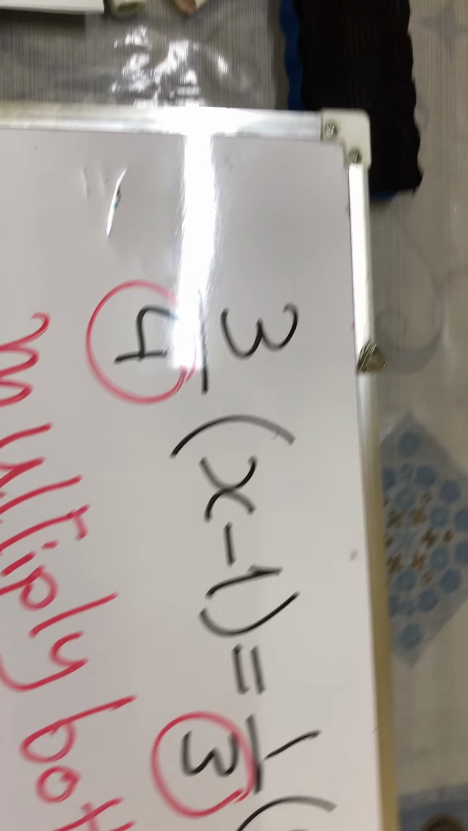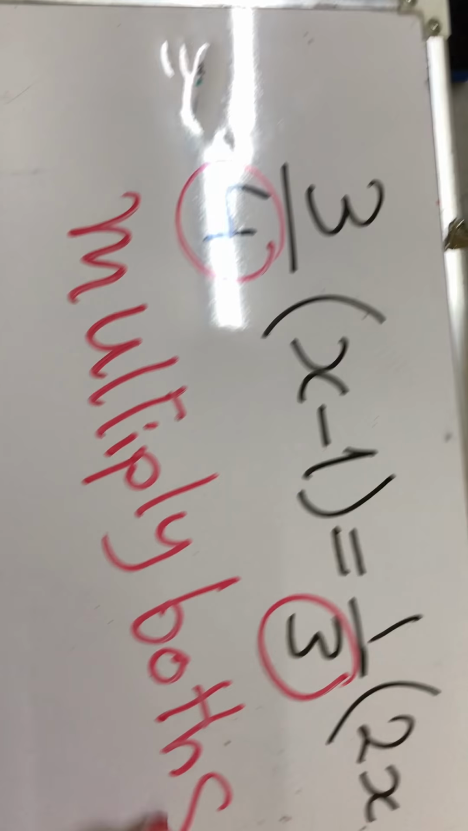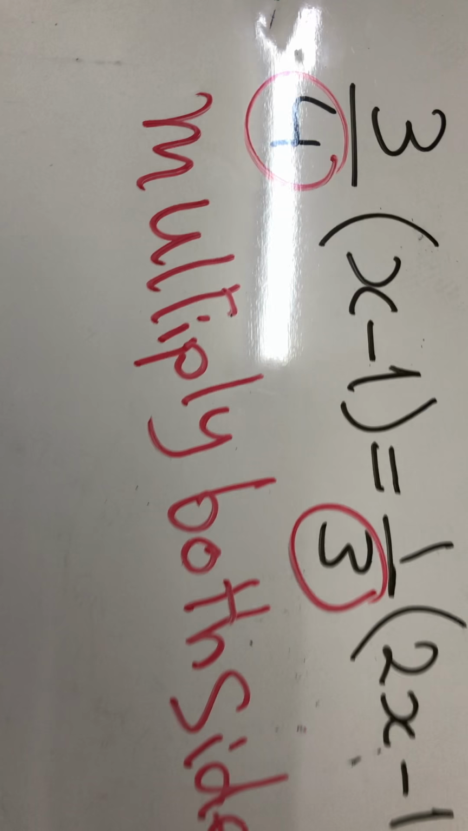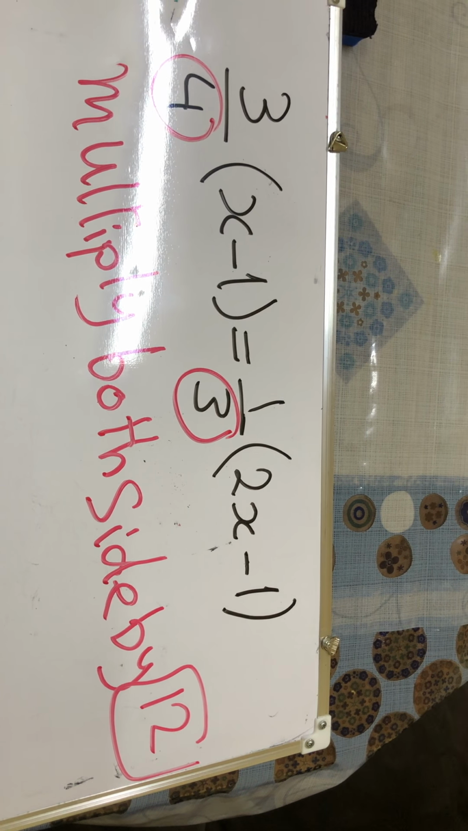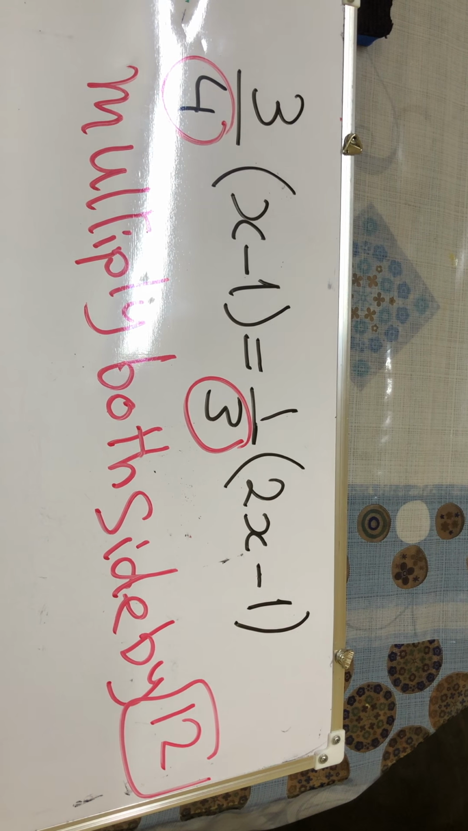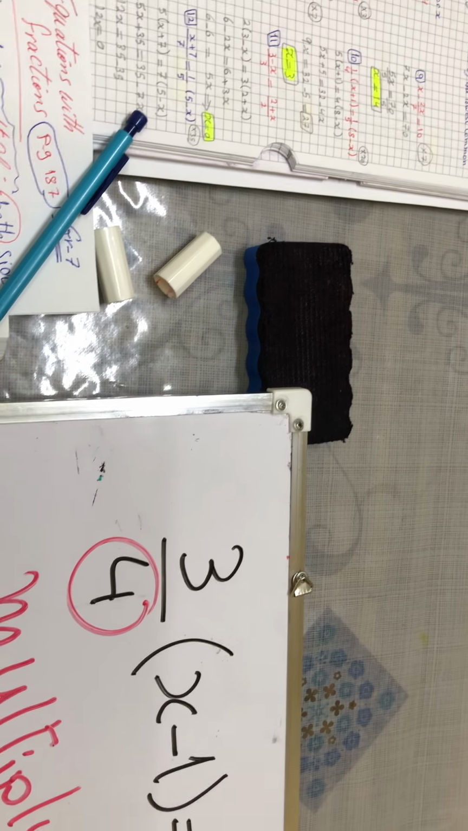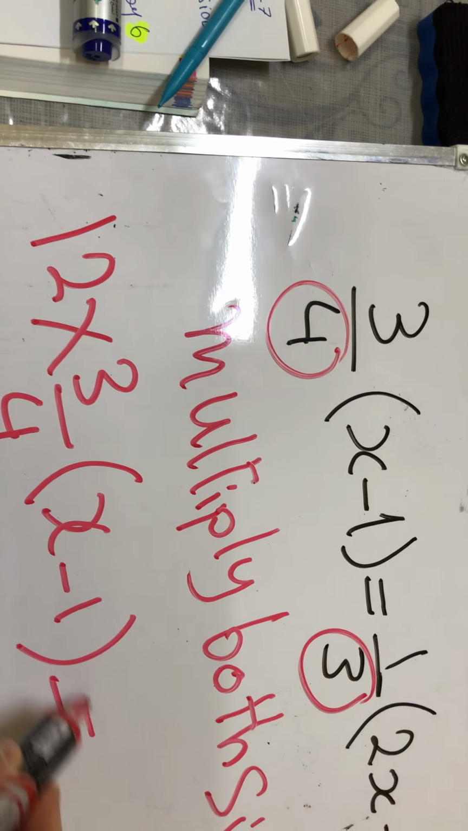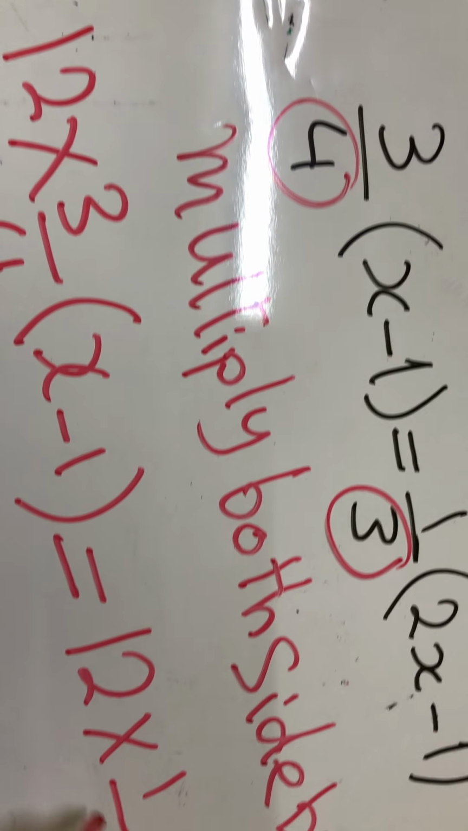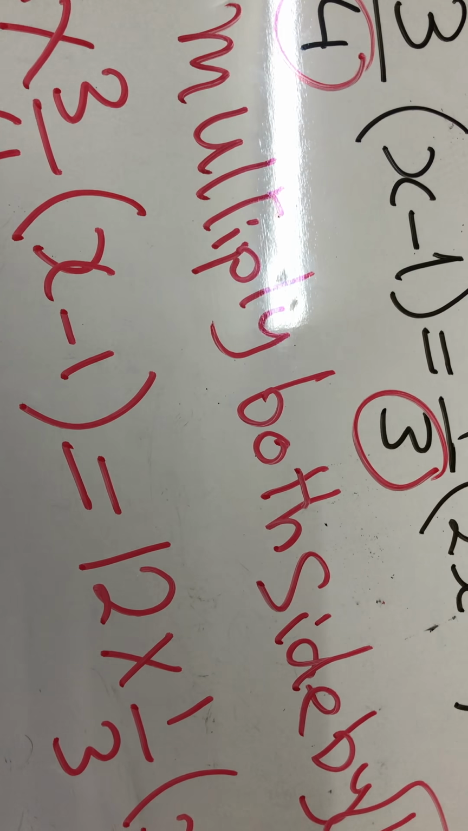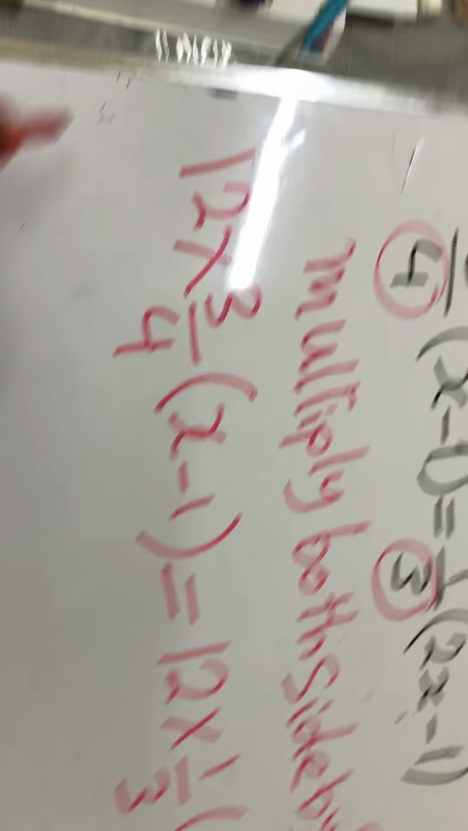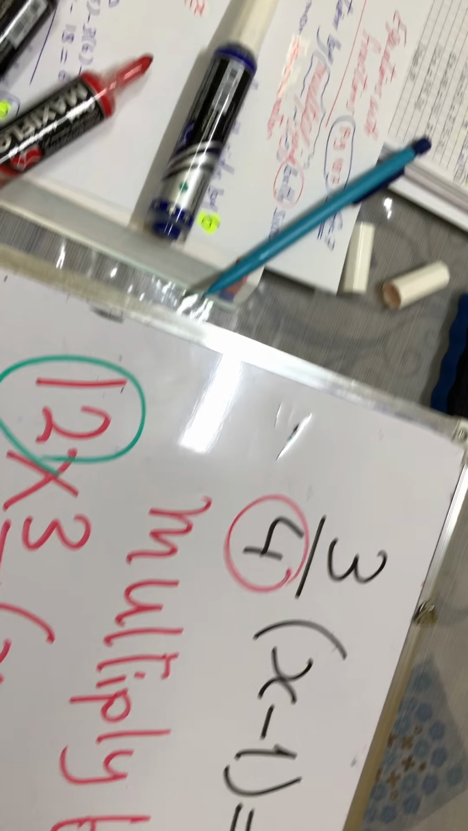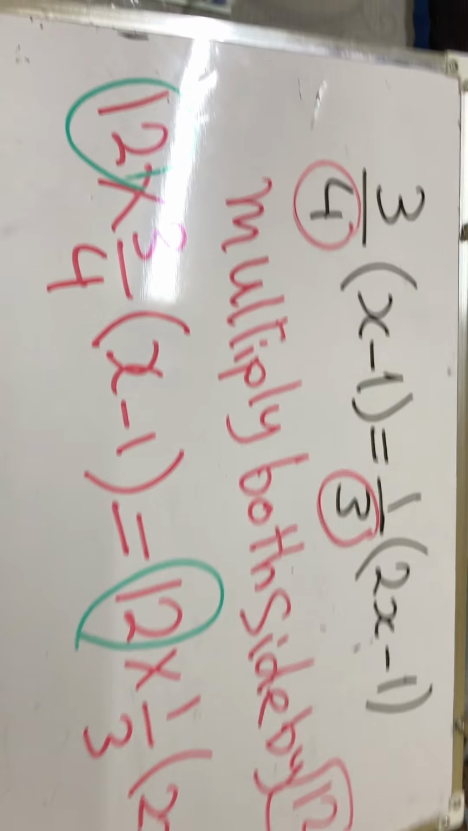So, multiply both sides of the equation by 12. Multiply both sides of equation by 12. Okay, let's see. Here it will be 12 multiply 3 over 4. And the brackets is still the same, x minus 1 equal 12 multiply third, the brackets is 2x minus 1. So I took 12 multiplied by opposite side.